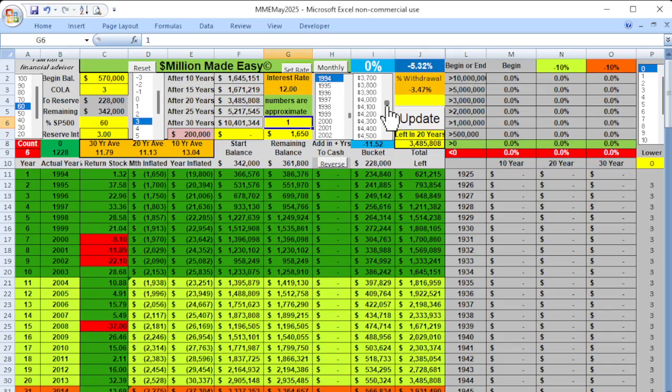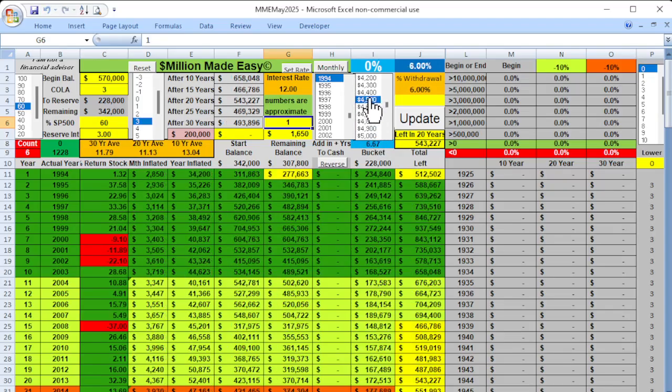He currently lives on 6,000 a month, but he figures he needs about 75% of that once he retires. So he's going to get 4,500 a month, of which 1,650 is going to come from Social Security. So 2,850 is going to come from his nest egg. Going to give him a 3% COLA going down through here.